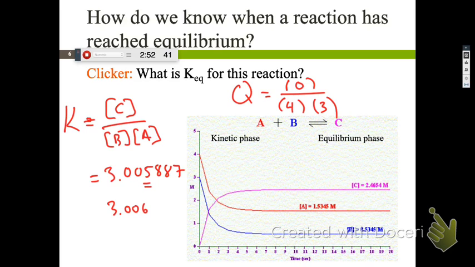All right, so I want us thinking about how it relates to K. If our Q value is 0, which direction is this reaction going to go to reach equilibrium? Is it going to go to the right or to the left?